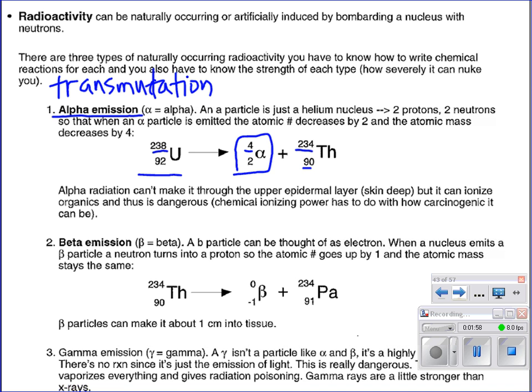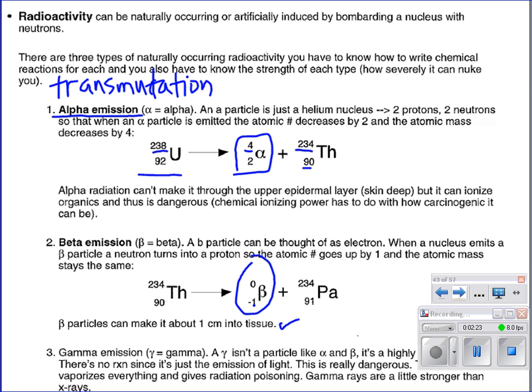Next is the beta. It's kind of the same thing as an electron. Beta particles can make it into about 1 centimeter into the skin. It's 0/-1 beta. And you can see the math works the same way. Here, it is a negative, so you need to get 90. You'd need to have 91 over there.